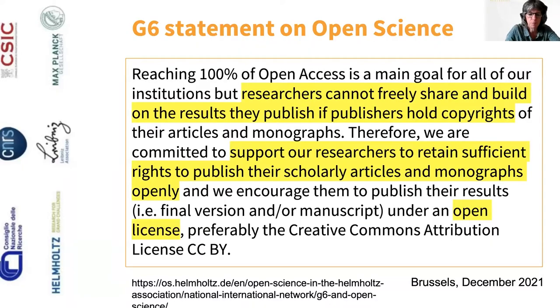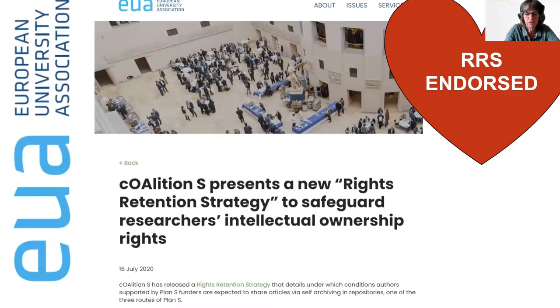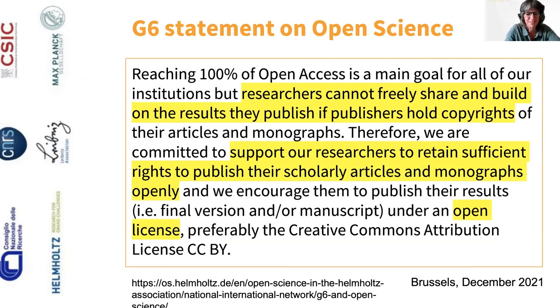Then we've got the opinion of the G6 group of institutions, which also concurs with that of Coalition S. They see a shift to fully open access as a priority, but know that handing over the rights to the content of publications hampers their researchers when sharing their work, what Johan alluded to earlier. They're therefore committed to support their researchers to retain sufficient rights to publish their scholarly works openly and under an open license. And again, this directly matches the Coalition S view.